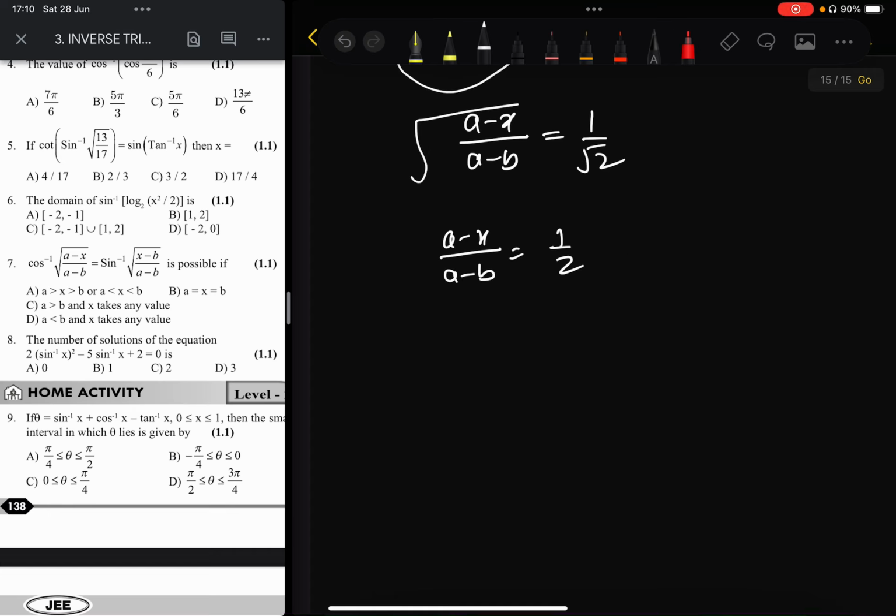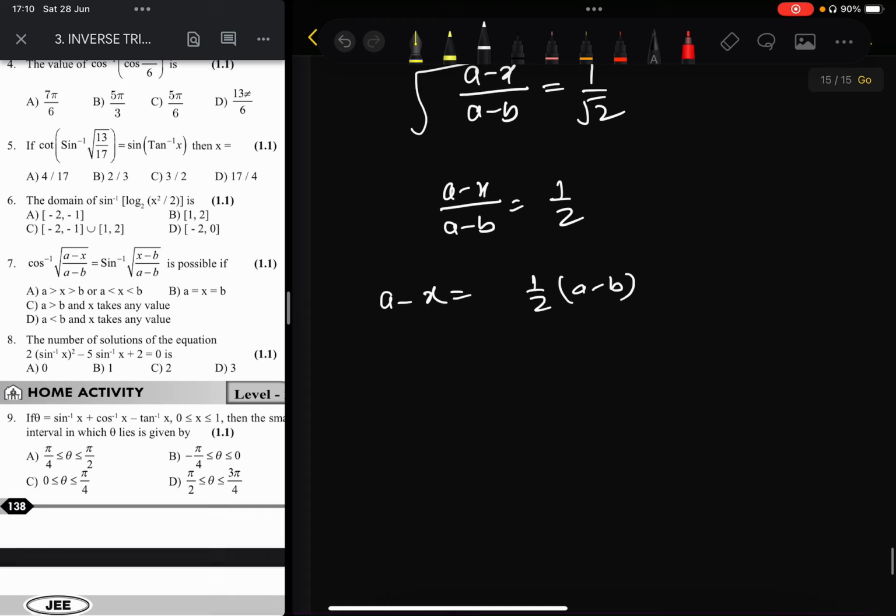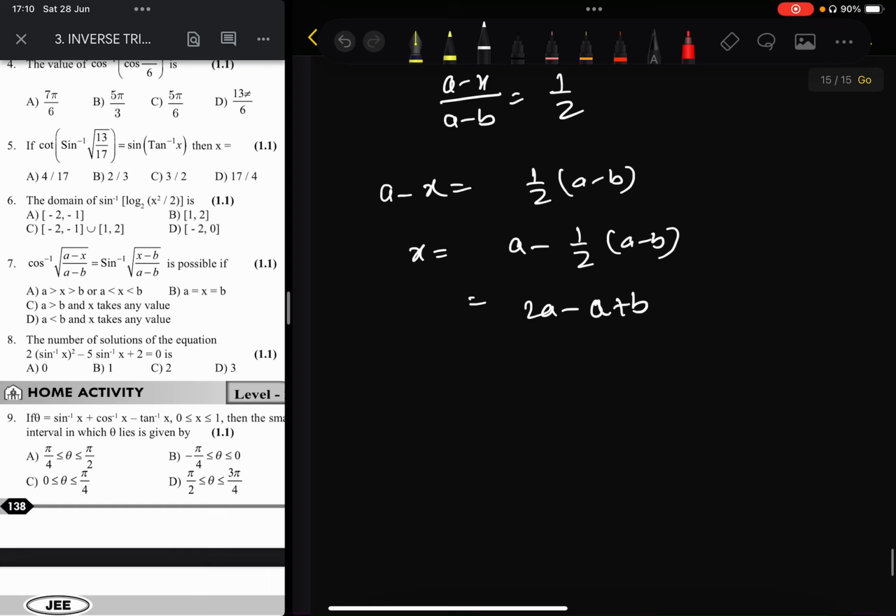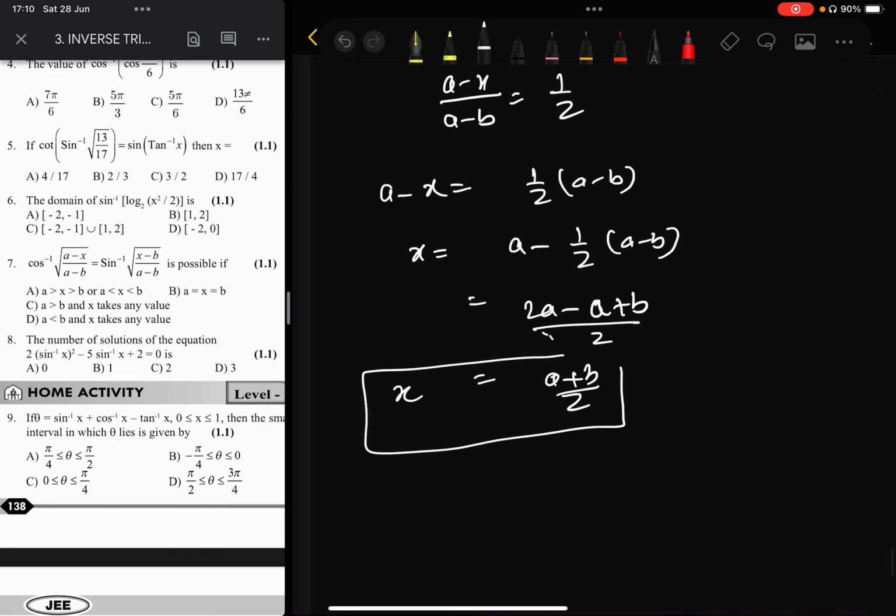So if you find the value of x, a minus x is equal to 1 by 2 times (a minus b), and x is equal to a minus half of (a minus b). So here you will get (2a minus a plus b) divided by 2. So this becomes (a plus b) by 2. So x is the mean of a and b.